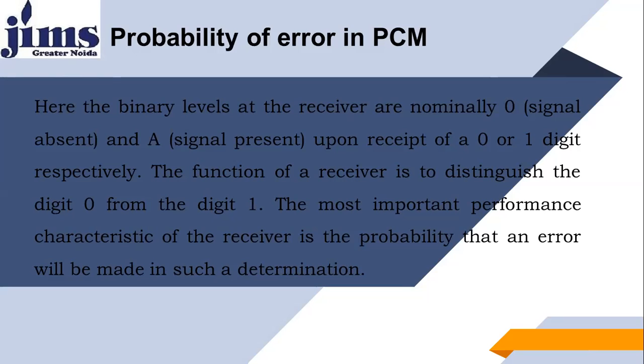The function of a receiver is to distinguish the digit 0 and the digit 1. This is the function of the receiver. So the receiver takes the decision whether 0 is received or 1 is received, and this decision is actually based on the threshold that we will discuss in the next slides.